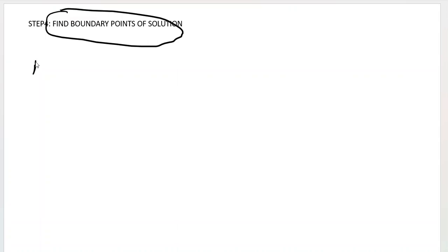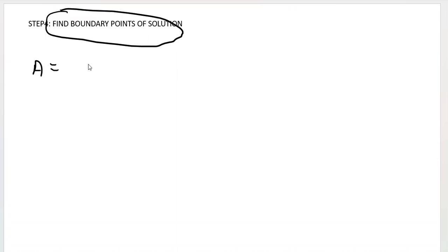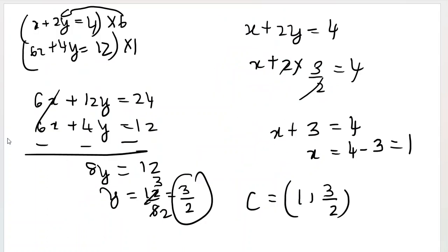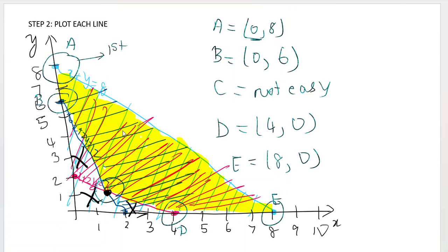The boundary points are nothing but A, which we copy from here, is 0, 8, if you observe. B is 0, 6, if you observe. C we found here, C was found as 1 comma 3 by 2. The point D was found to be 4 comma 0 and E was found to be 8 comma 0.